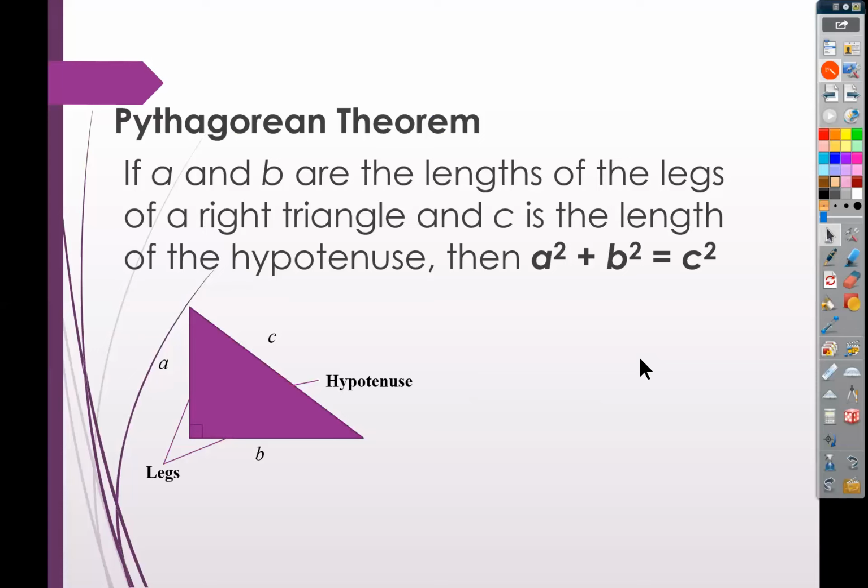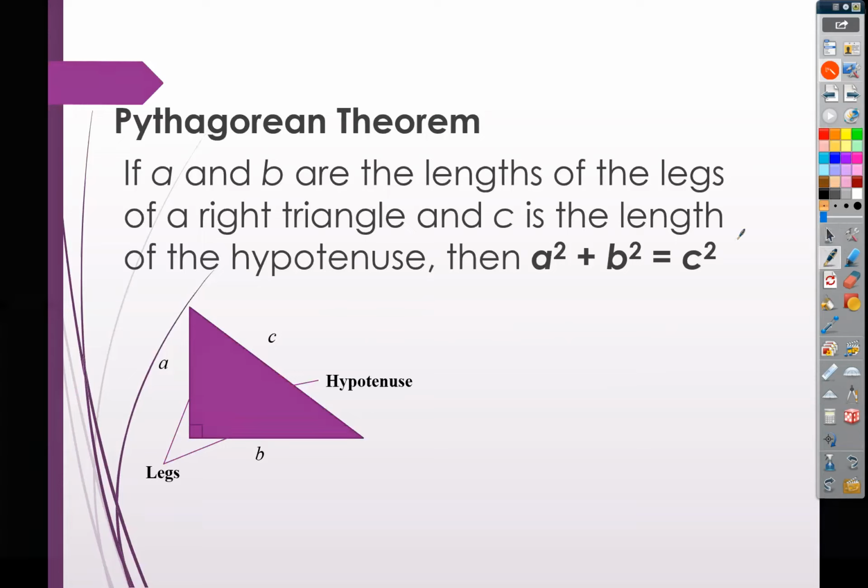So the Pythagorean theorem, you need to write this down. If A and B are lengths of the legs of a right triangle and C is the length of the hypotenuse, then A squared plus B squared equals C squared. So this is what you need to write down. A squared plus B squared equals C squared, and C is always the hypotenuse.